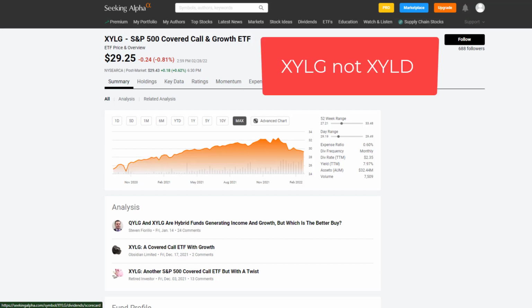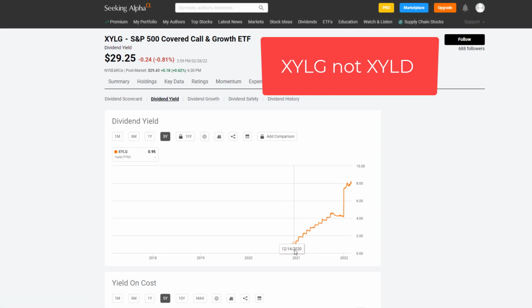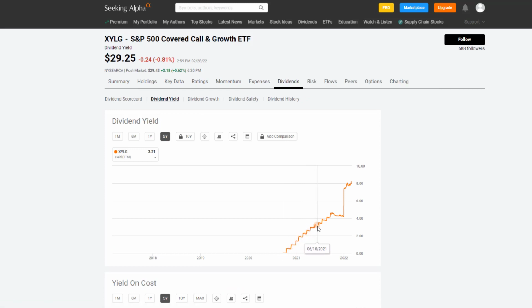Same thing with XYLG. Regarding their dividend yield over the course of 12 months, it started to climb up, and Seeking Alpha settled around 4.2% until that December payout for XYLG. The trailing 12-month yield for XYLG is now sitting at around 7 to 8%. So we'll play around with both of those numbers in our calculator.